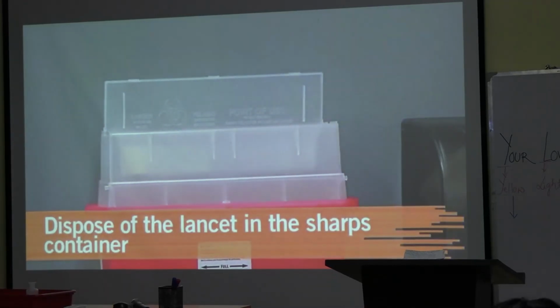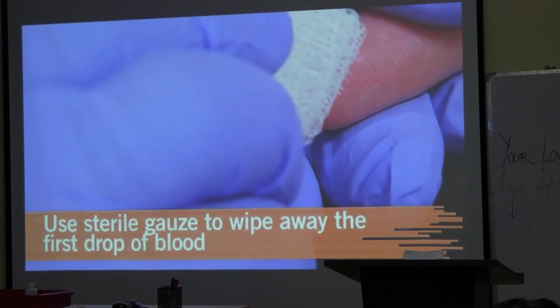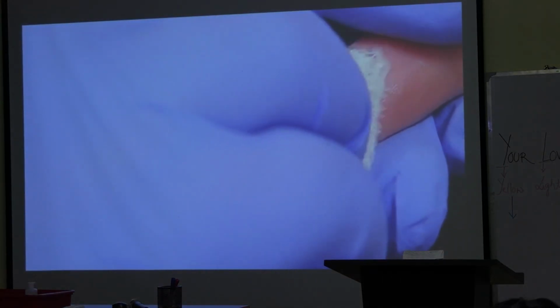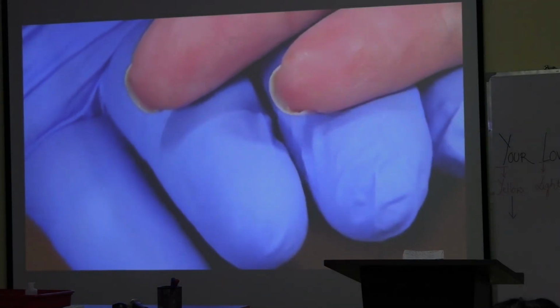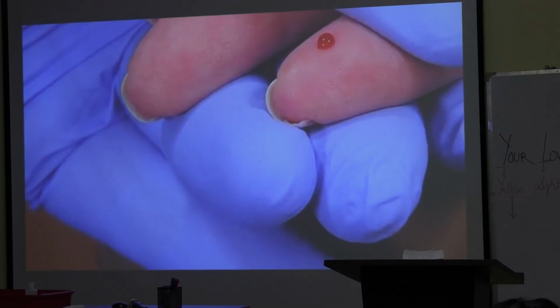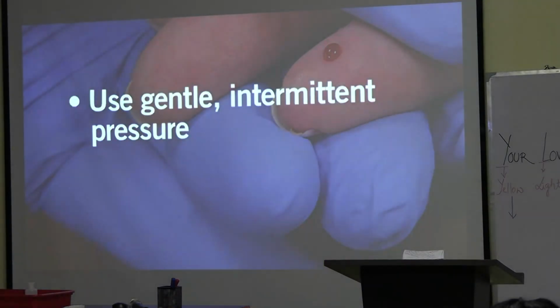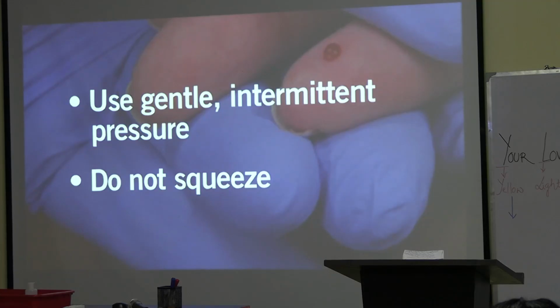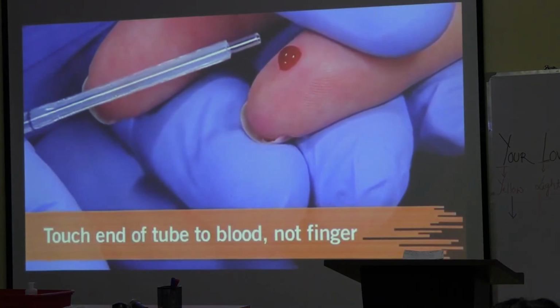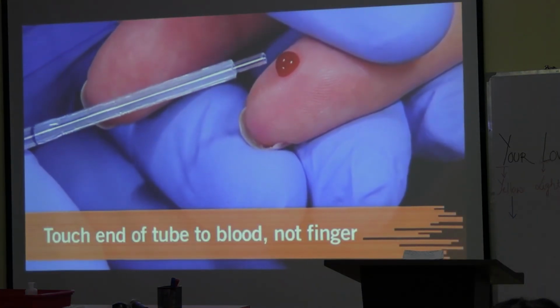Dispose of the lancet in the sharps container. With clean, sterile gauze, wipe away the first drop of blood. Use this hand motion technique: apply gentle pressure, let up, then reapply. This intermittent pressure helps the blood flow freely. Don't squeeze too hard. Forceful squeezing creates fluid that dilutes the blood, causing inaccurate results. Express a large drop of blood and touch the end of the tube to it, not to the finger.